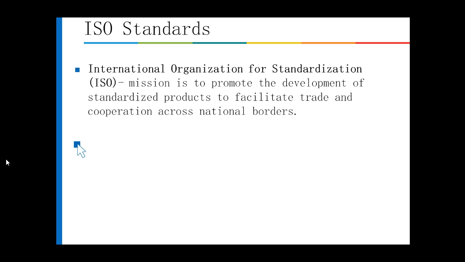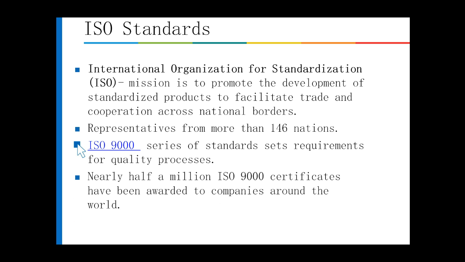ISO standards is again the International Organization for Standardization. It is a mission that promotes the development of standardized products to facilitate trade and cooperation across national borders. The most important thing here is to understand what the role is, and because it has over 146 nations involved in this process, it does allow for some requirements that say at an international level, what is quality for this process? What is quality by that standard? And it is used as a measure for organizations to determine if their process is at that standard.